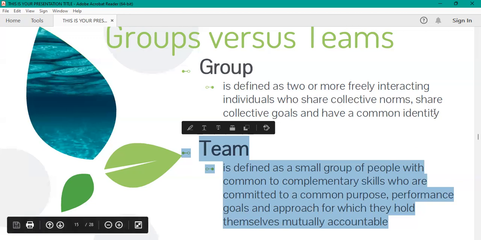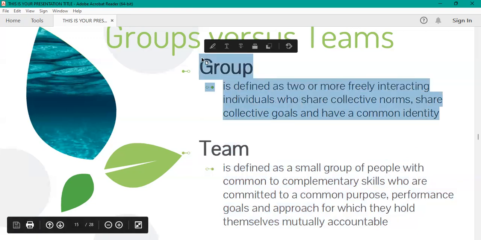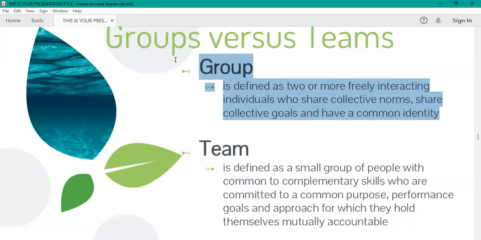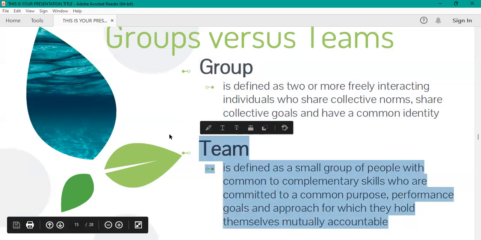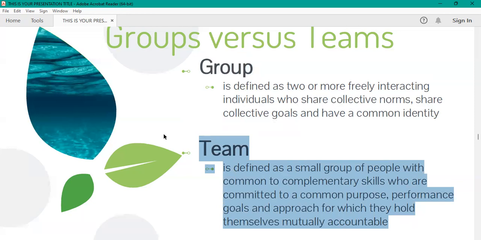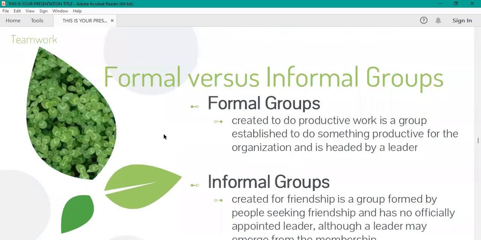Compared to a group, which is more about gathering because you share a common interest or goal and so forth, in a team there is mutual help. All of you are mutually accountable with one another in performance.